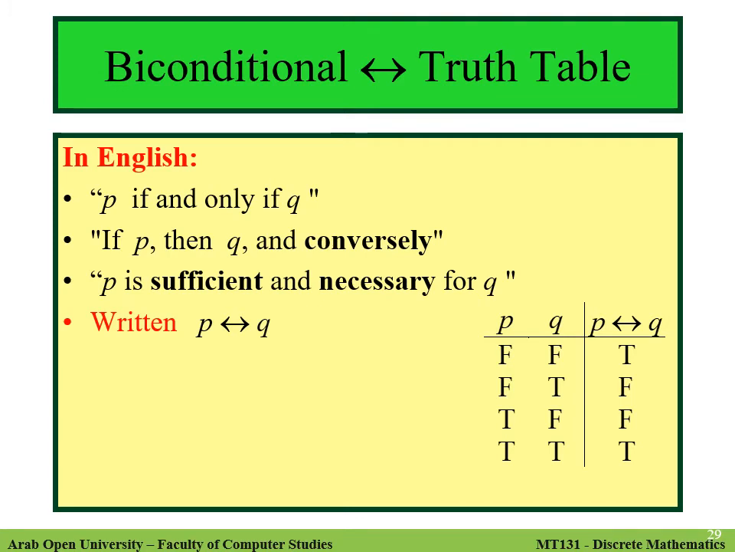If one of them is false and the other one is true, like in the second and third line, the statement P if and only if Q will be a false statement. And finally, if both are true, then P if and only if Q will be a true statement. This table is not hard to remember. If P and Q have the same truth values, both false or both true, the statement P if and only if Q will be true. If they have different truth values, if one is true and one is false, the double implication or biconditional will be a false statement.